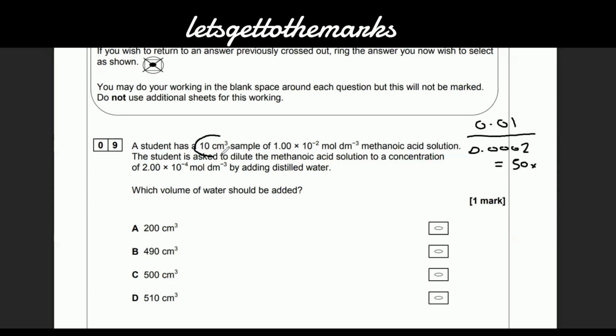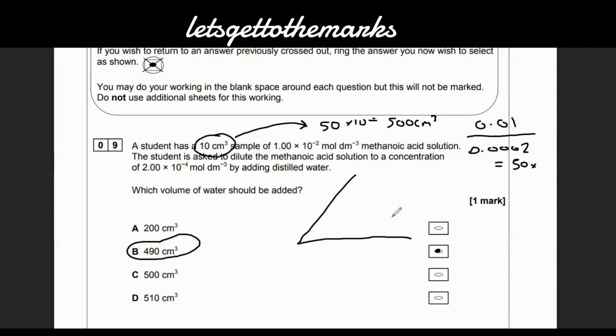So they've tried to dilute it 50 times, right? It started as 10 cm³. And so in order to dilute it 50 times, they need to make it 50 times 10, and that is 500 cm³. So how are they going to make it up to 500 cm³? They're going to need to add 490. So that is the correct answer. It is understandable if you accidentally thought, well, actually they need to add 500. That would be understandable.